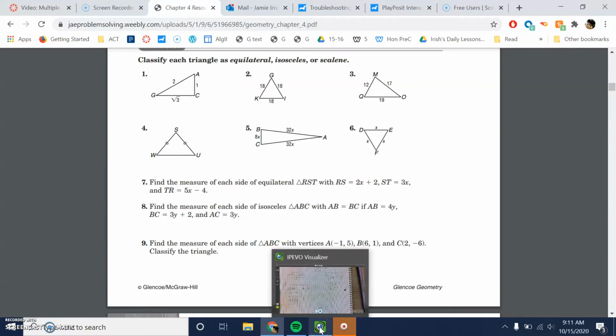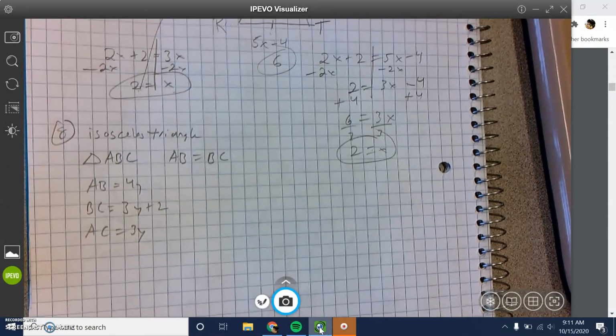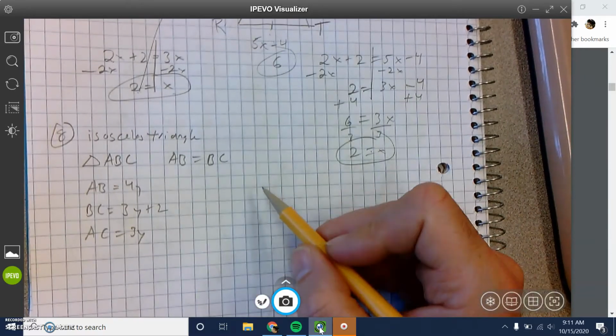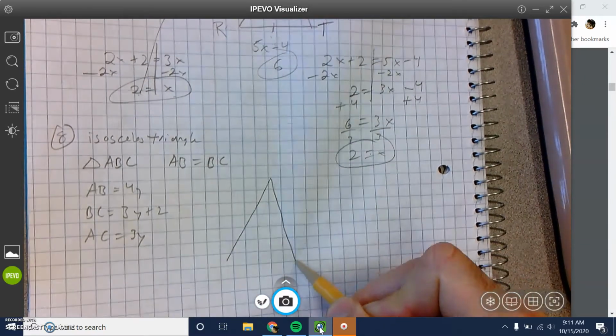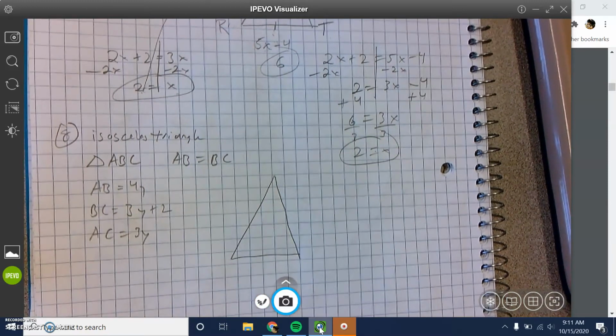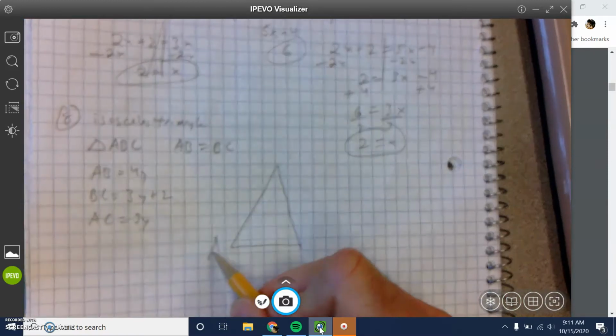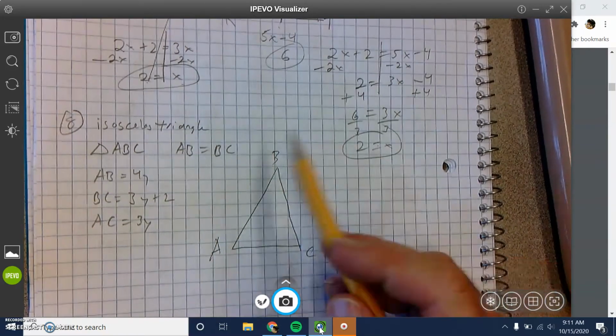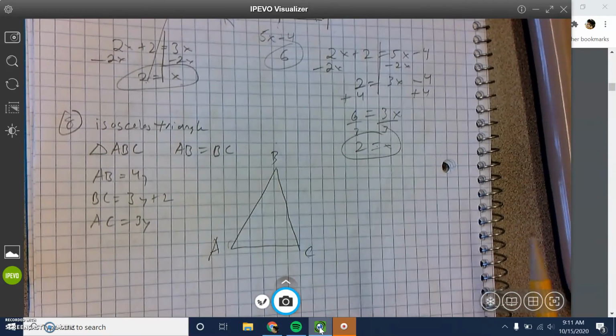Let's check it out. Here's my important information. Copy that down if you don't have it. Okay, so here's my triangle. I've got to have a picture. So ABC, so A, B, C. I always start on the bottom left. It doesn't matter how you start it. You could put A here, then B, then C if you want.